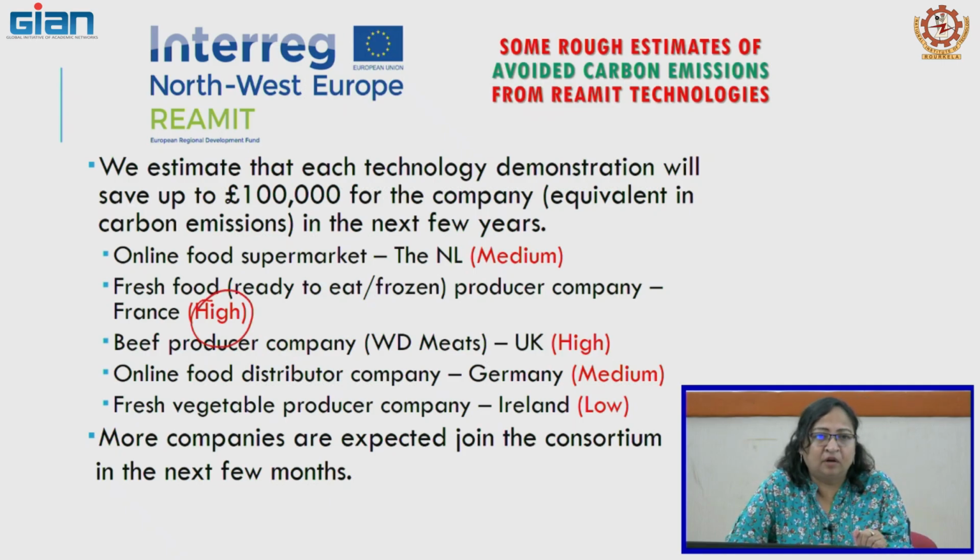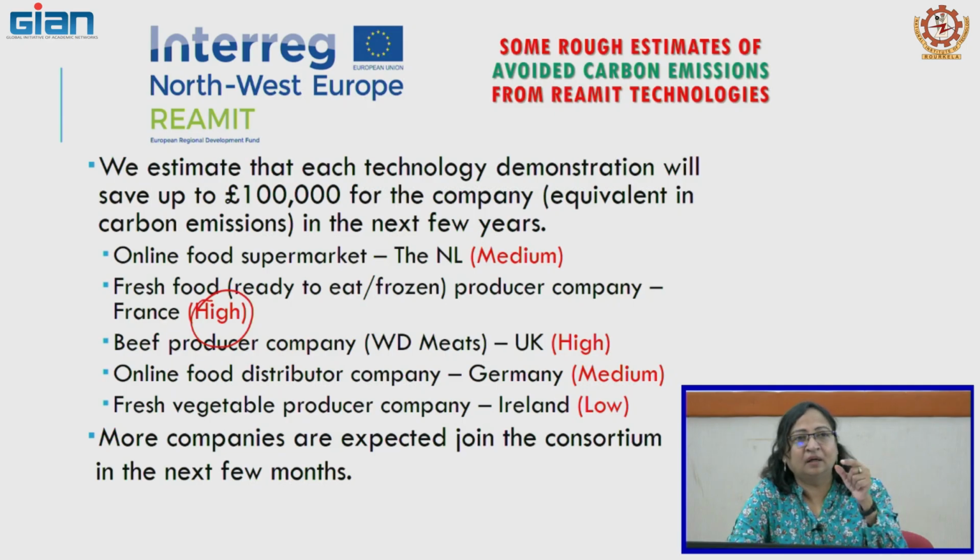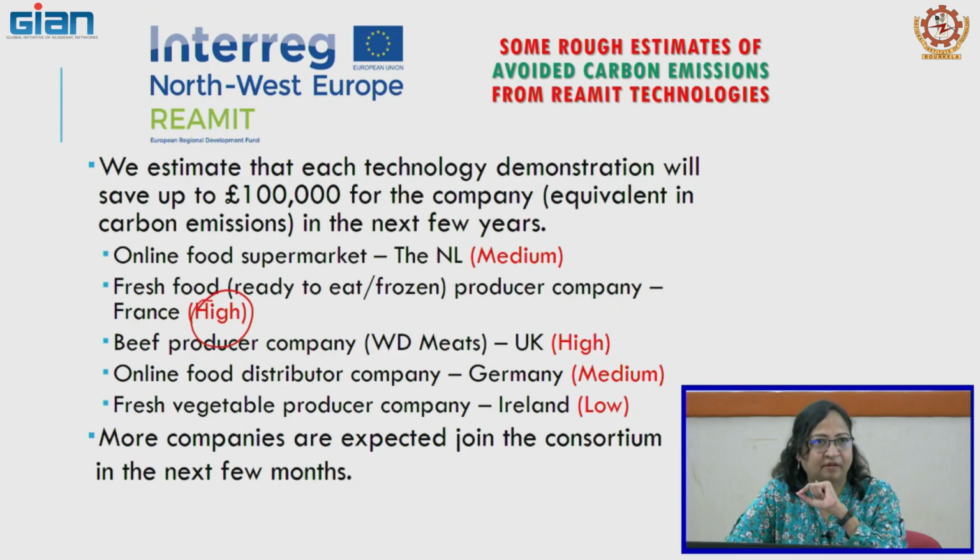There was another online food distributor company from Germany. If I have not mentioned the name, that means they have not allowed us to mention it, but we have used it for the case studies. The online food distributor company got medium. Another one, a fresh vegetable producer, got only a low level of benefit. The first two got a high level of benefit, equivalent to say 100,000 pounds, but the fresh vegetable company got only low, because they have not used all the sensors. They wanted only the temperature sensor.